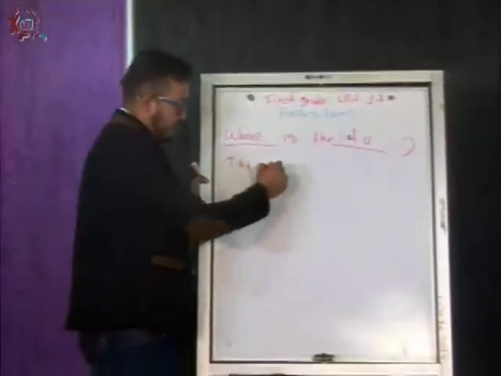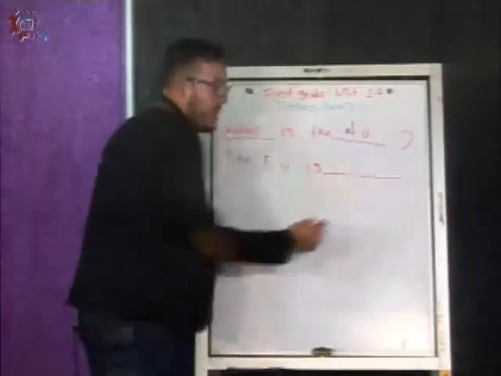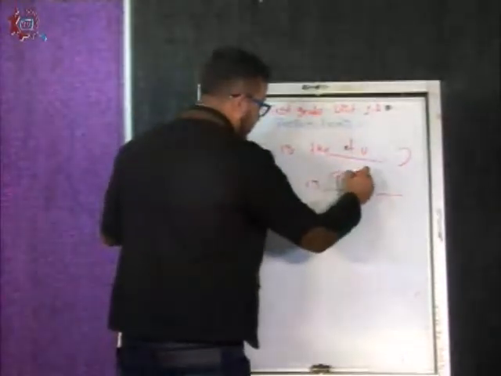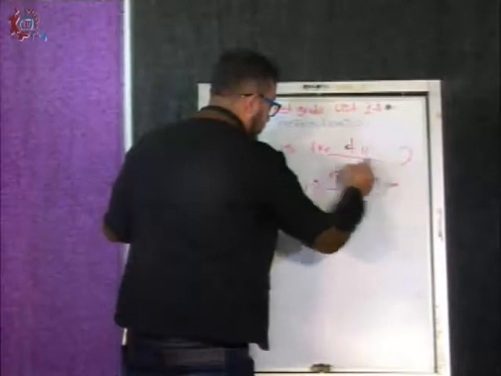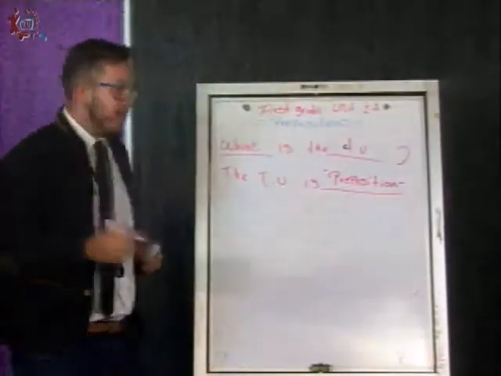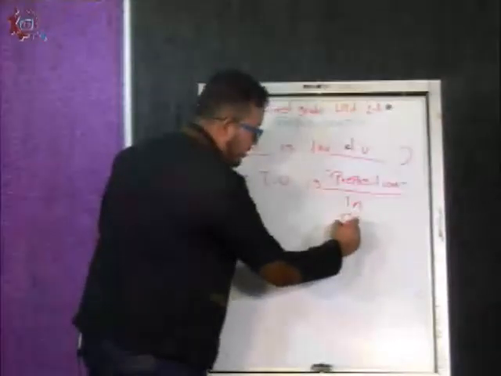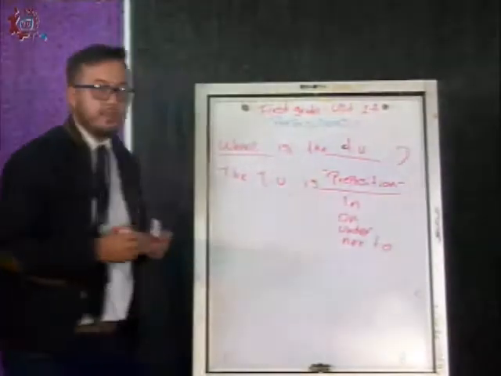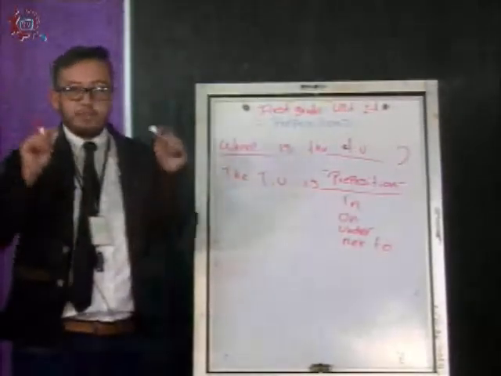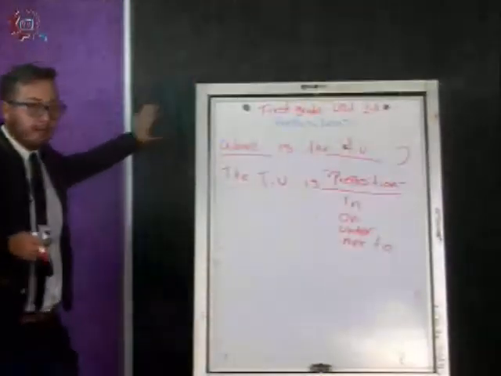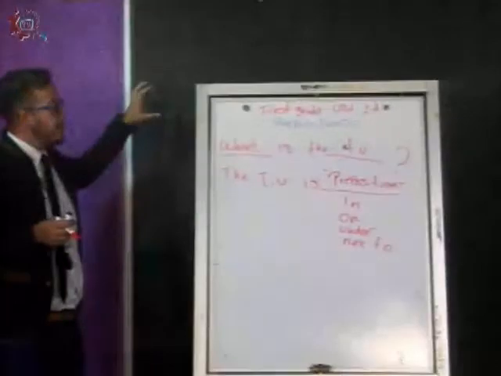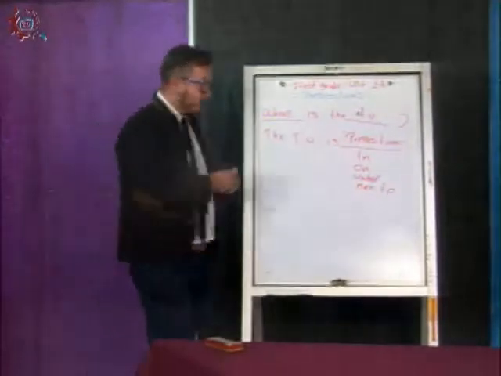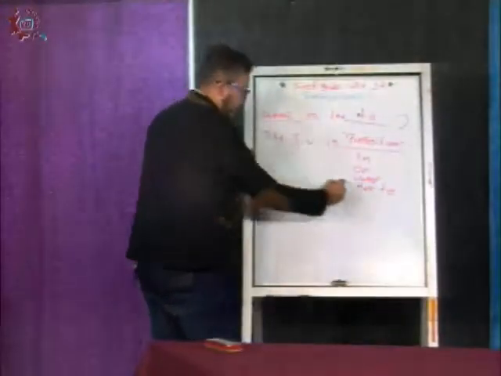The TV is, and you want to write the preposition here. So you can use in, on, under, and next to, under. All right? I imagine that your TV is on the wall. Cuando tenemos objetos en la pared, decimos, the TV is on the wall. Entonces, si la televisión está atornillada, the TV is on the wall. You want to write here, on the wall.